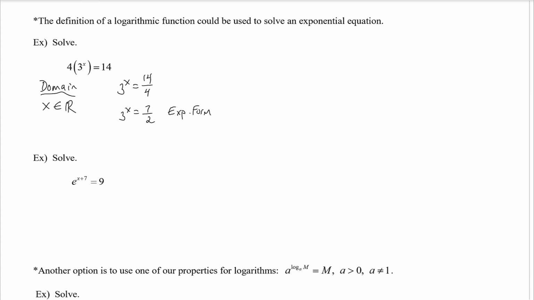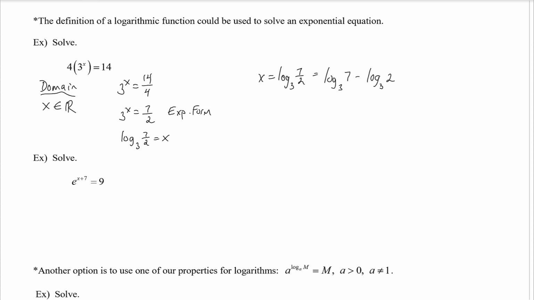If I switch it to a log, it'd be log base 3 of 7/2 equals x, because logs equal exponents. And there's our answer. So it's done. We've solved for x. So x equals log base 3 of 7/2. Sometimes you'll see textbooks that don't like the fraction, so they might write it like that. Everyone who prepares answers has their own little quirks that they follow.